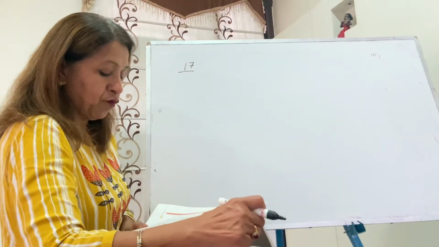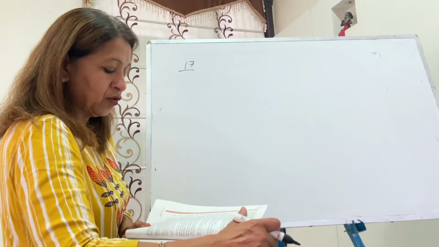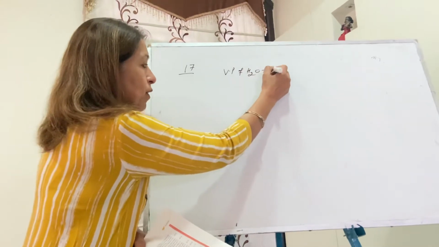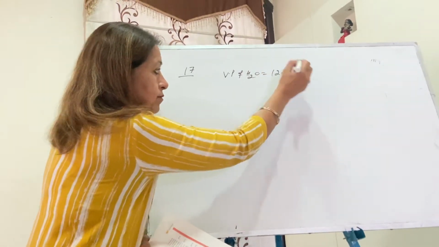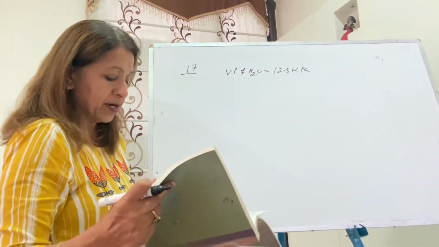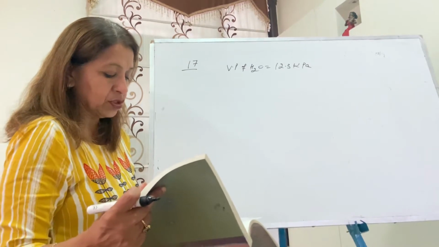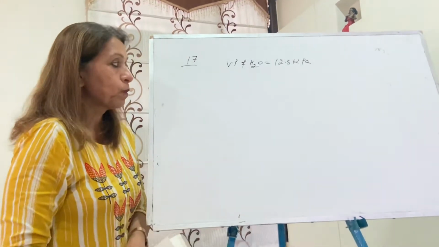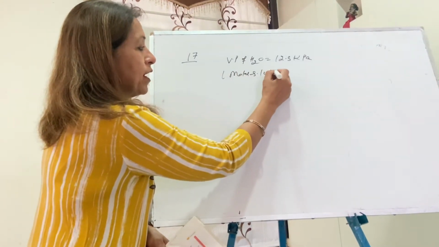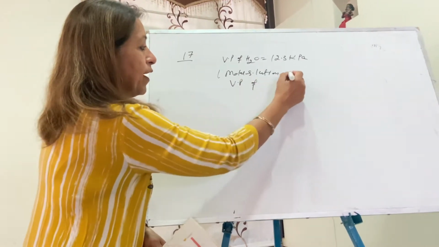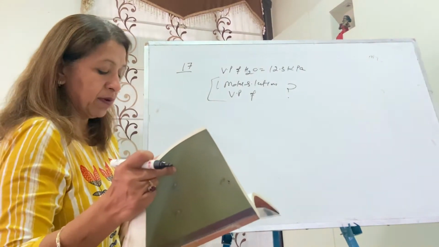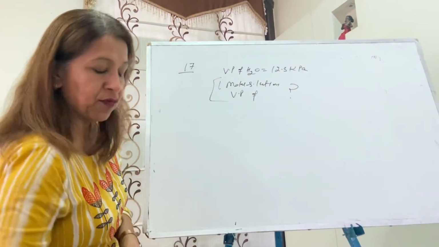The vapor pressure of water is 12.3 kilopascal. Temperature is given at 300 Kelvin, no need to write temperature. Question is: calculate the vapor pressure of 1 molal solution. Vapor pressure of water is given at 300 Kelvin and they're asking to calculate the vapor pressure of 1 molal solution.